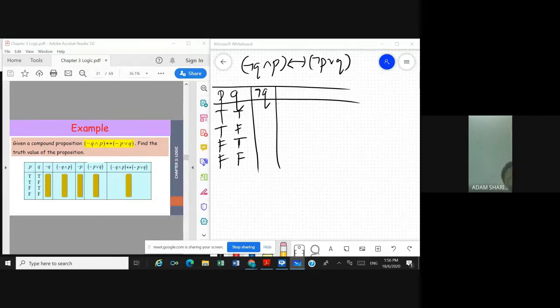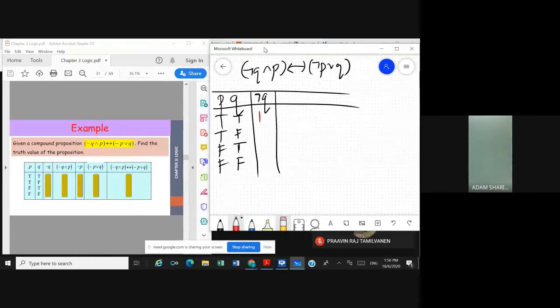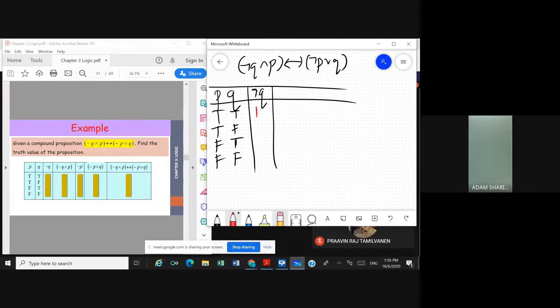Now we play with the table. The negation of P is F. The negation of F is P. The negation of P is F. The negation of F is P.